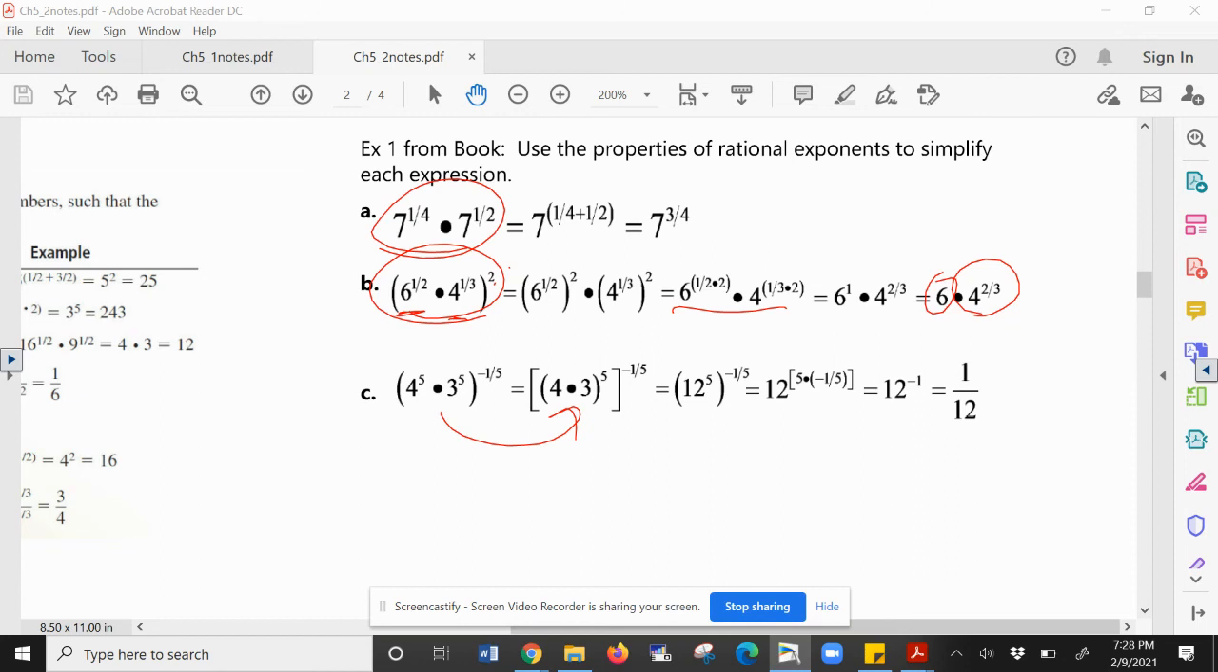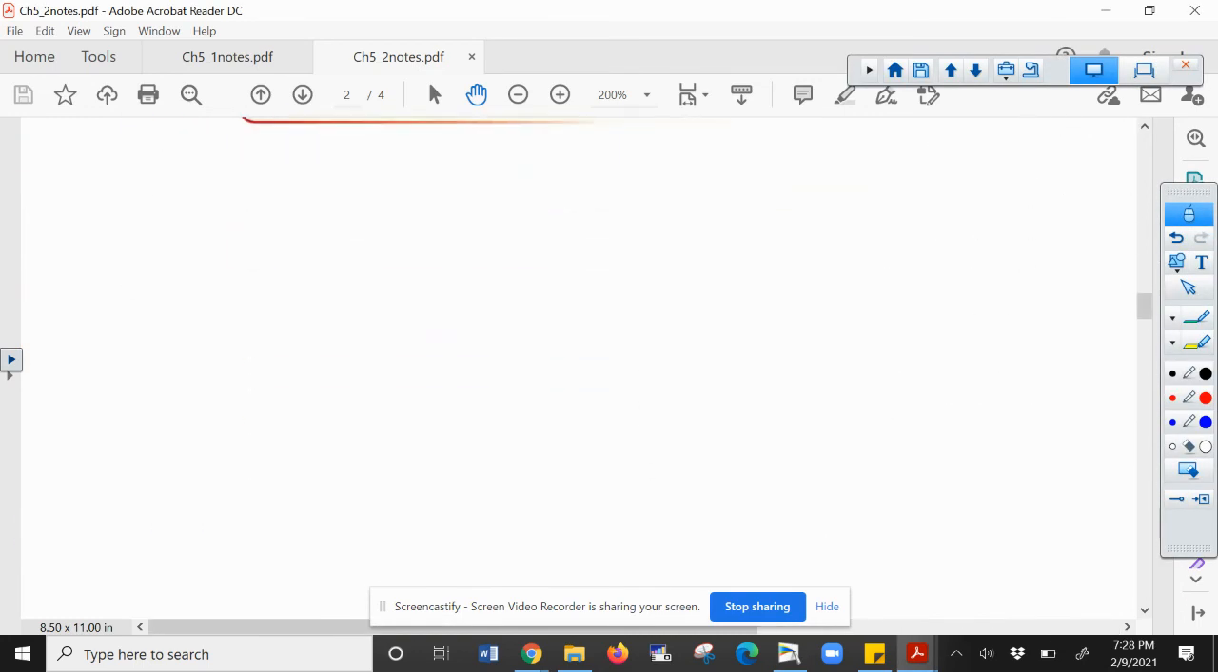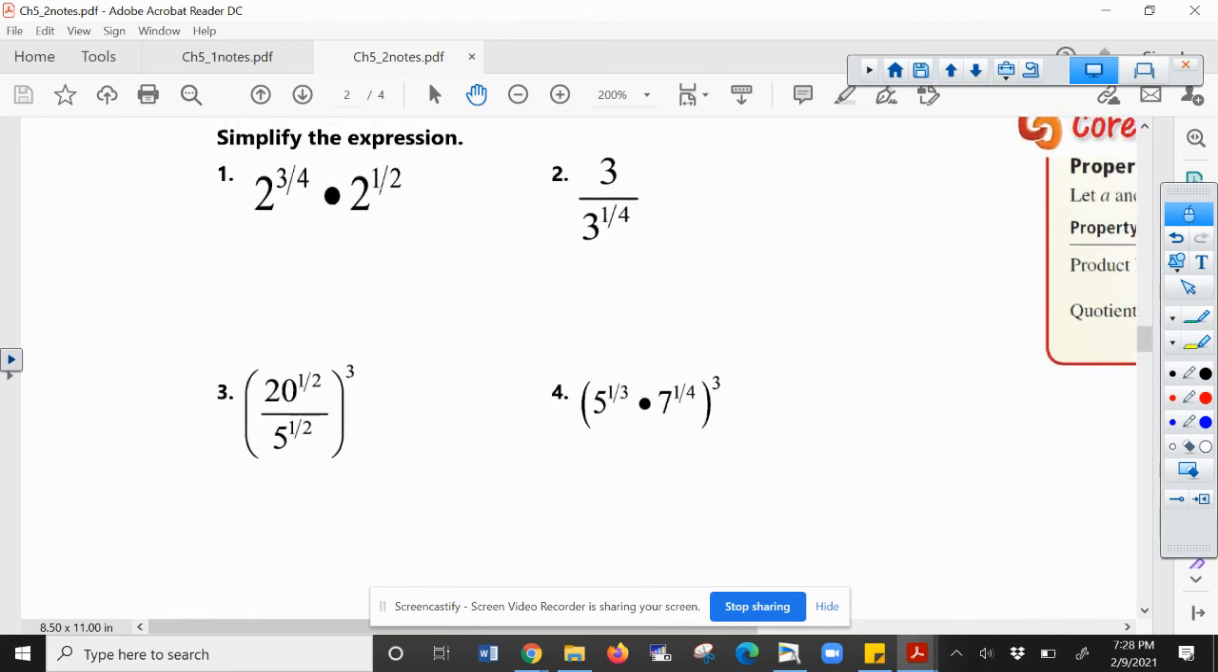That was on the outside. So all we're doing is multiplying 5 times -1/5. So that's -1, which is the same as the reciprocal of 12. So you can study those examples before you try your own. Try these 4, and then we'll go over them.